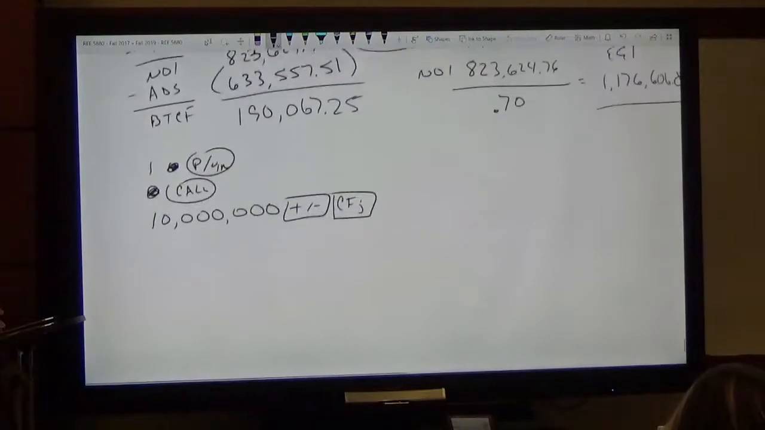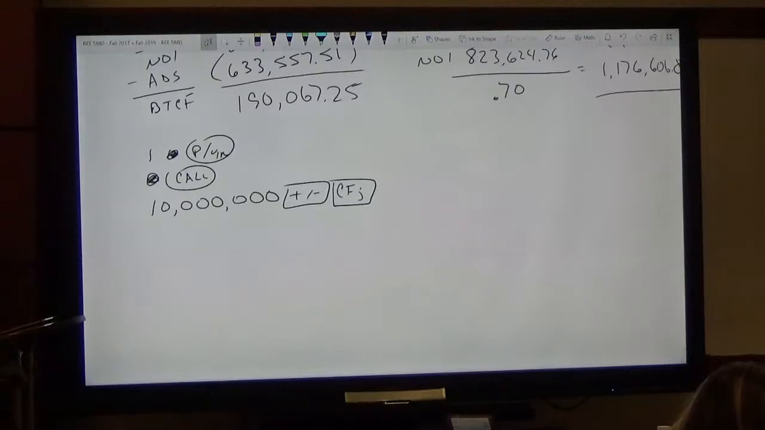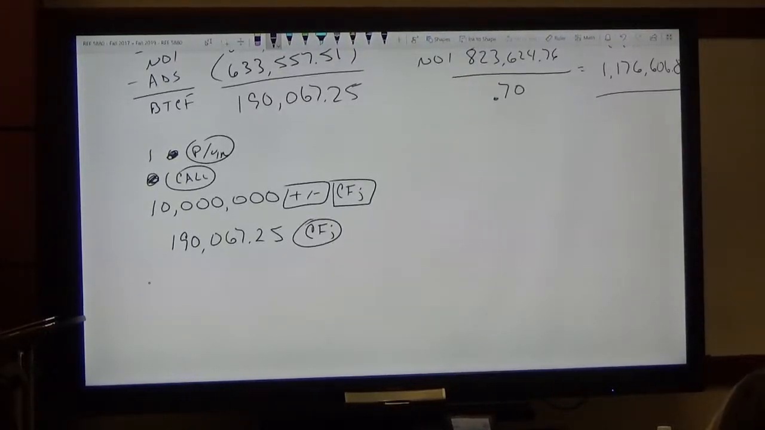We're not going to take everything into consideration yet with regard to the loan. We're going to get there in a minute, but right now we're just going to say, before tax cash flow was $190,067.25 as a cash flow. Let's just do this for 1 year.